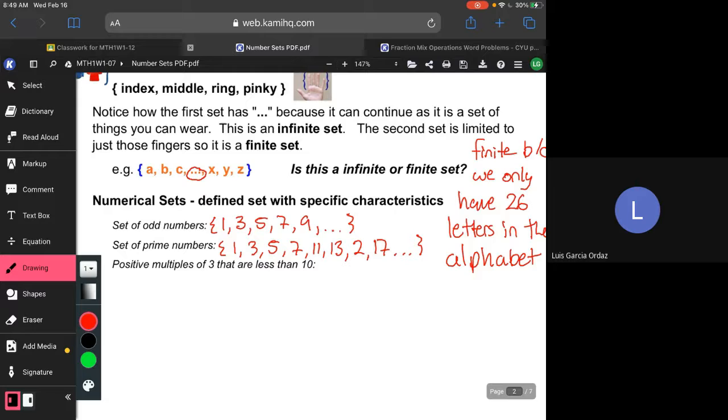Now, if I were to ask you for the multiples of 3 that are less than 10. What are the positive multiples of 3 that are less than 10? There's only 3 of them. That means you're counting by 3. Shireen? 3, 6, 9. And because I only have 3 elements, this is a finite set. Which means I'm limited to those 3 multiples of 3 that are less than 10, because only 3 of them exist.